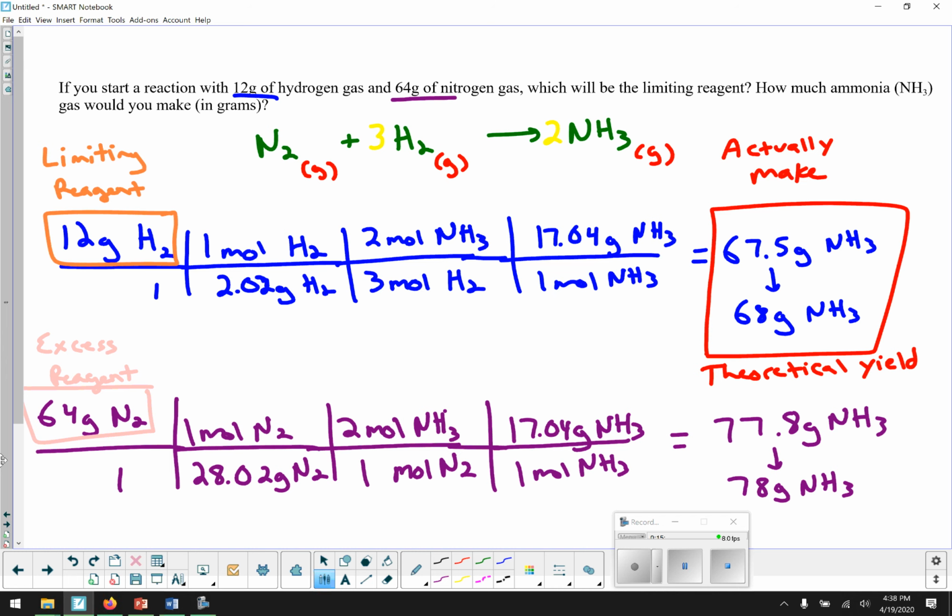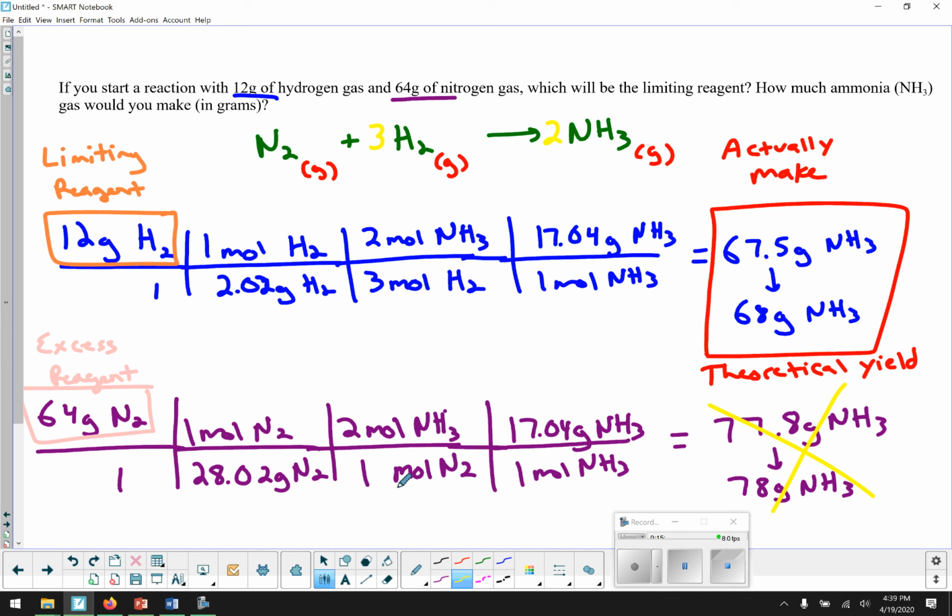the amount that you make, the lower of the two amounts, because we can't actually make 77.8 grams of ammonia, or 78 grams of ammonia. We do not have enough hydrogen for that. So this cannot actually happen. It can't happen because we run out of hydrogen before we get there. Even though we have enough nitrogen, we don't have enough hydrogen, so you have to stop.